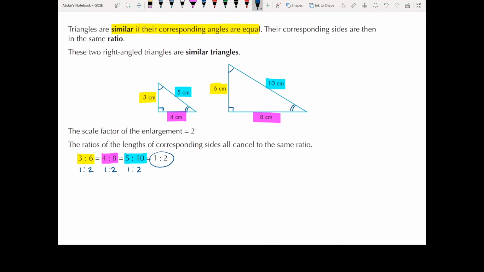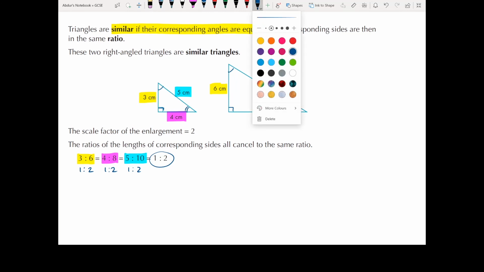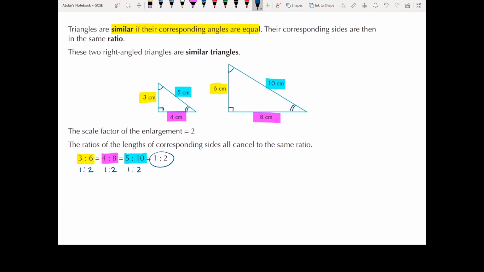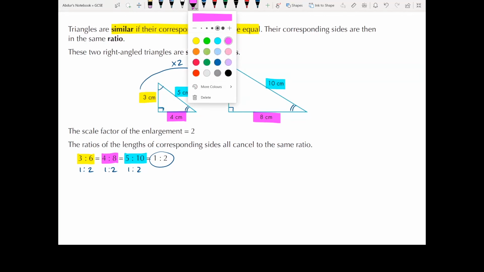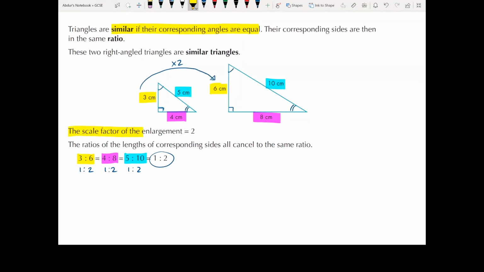So how much has it enlarged by? How do we figure out this scale factor for enlargement? Well, if you look at a set of corresponding sides, so for instance, if I look at how we go from the 3 to the 6, from the smaller shape to the larger shape, we can see that we need to multiply by 2. So if I did 6 divided by 3, that tells us that I need to do multiplication by 2 in order to go from the smaller shape to the larger shape. So in this case here, the scale factor for enlargement is said to be 2. So we can make a note of that. The scale factor of the enlargement is 2.